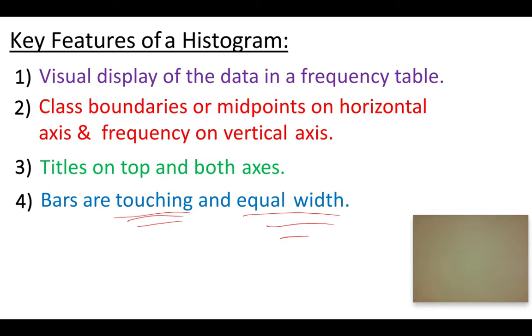The only case where they wouldn't necessarily be touching would be if you had a zero. So let's say you have one here and then one here, and then you actually have a zero interval. It won't look like they're touching, but in fact there is one down here. It would just sort of be at zero.